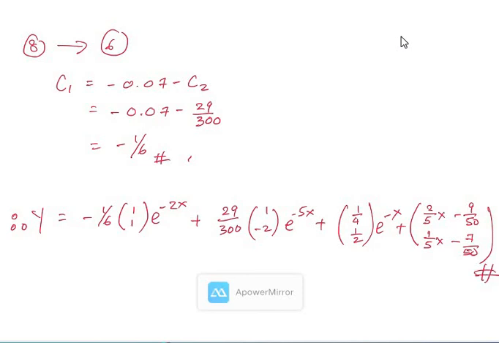Okay, that's all for the solution for the particular, for the non-homogeneous system of first order ODEs. It's quite lengthy, but the procedure is quite simple if you follow all the steps.